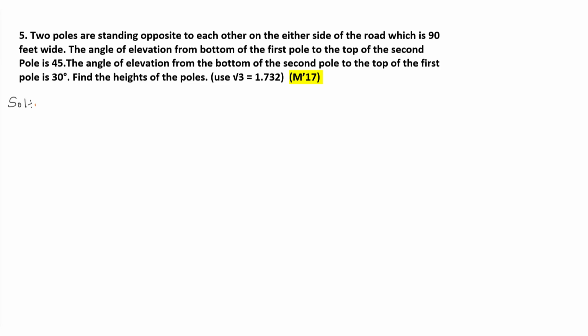Solution. On reading the first statement of the question, we understand that there are two poles, that is AB and CD. These are the two poles which are on either side of the road. The road is 90 feet wide. The angle of elevation from the bottom of the first pole to the top of the second pole is 45 degree, whereas from second pole's bottom to the first pole's top it is 30 degree. You have to find the heights of the poles.